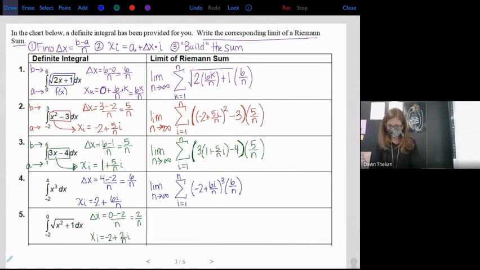So the limit as n goes to infinity is always the same. The summation from i equals 1 to n is always the same. And now where there's an x, I'm going to plug in this crazy xi. So negative 2 plus 2i over n. And then it's squared plus 1 all under the radical. And then times delta x out of the radical, like that.